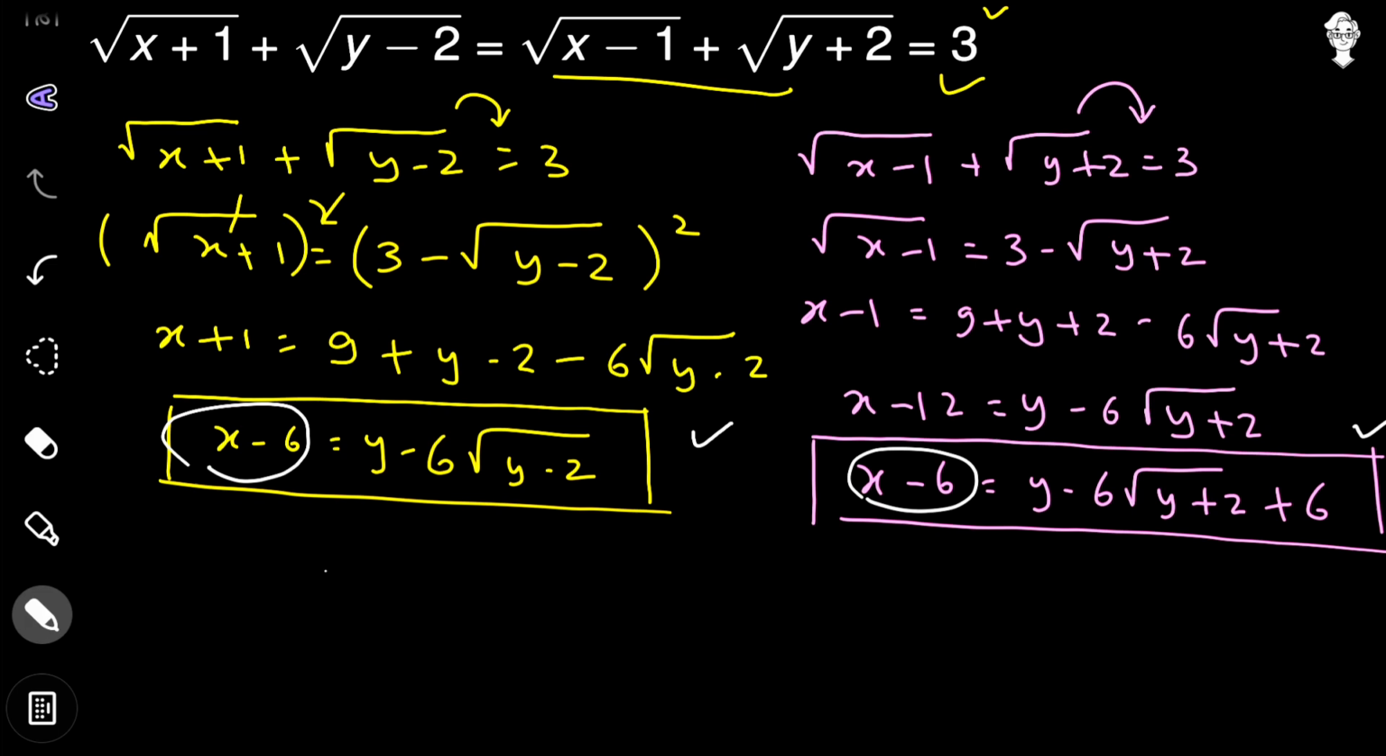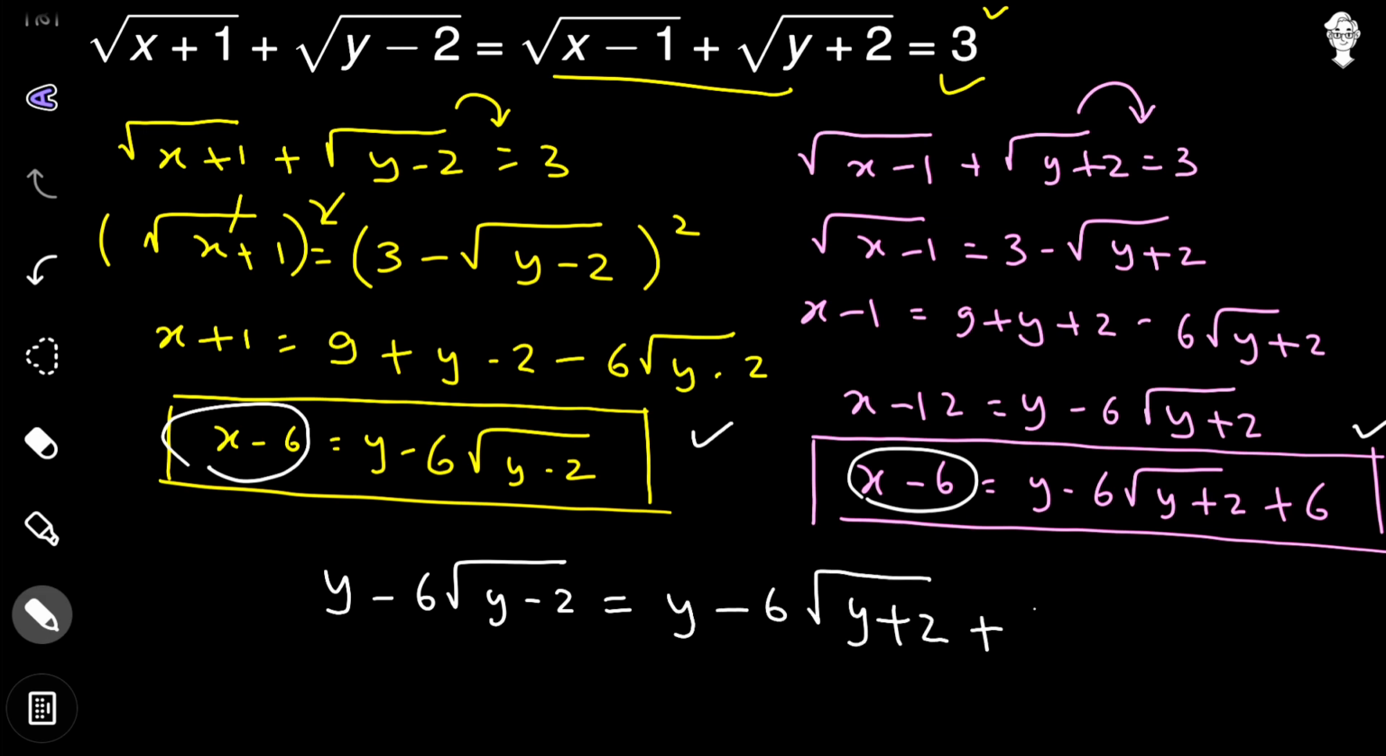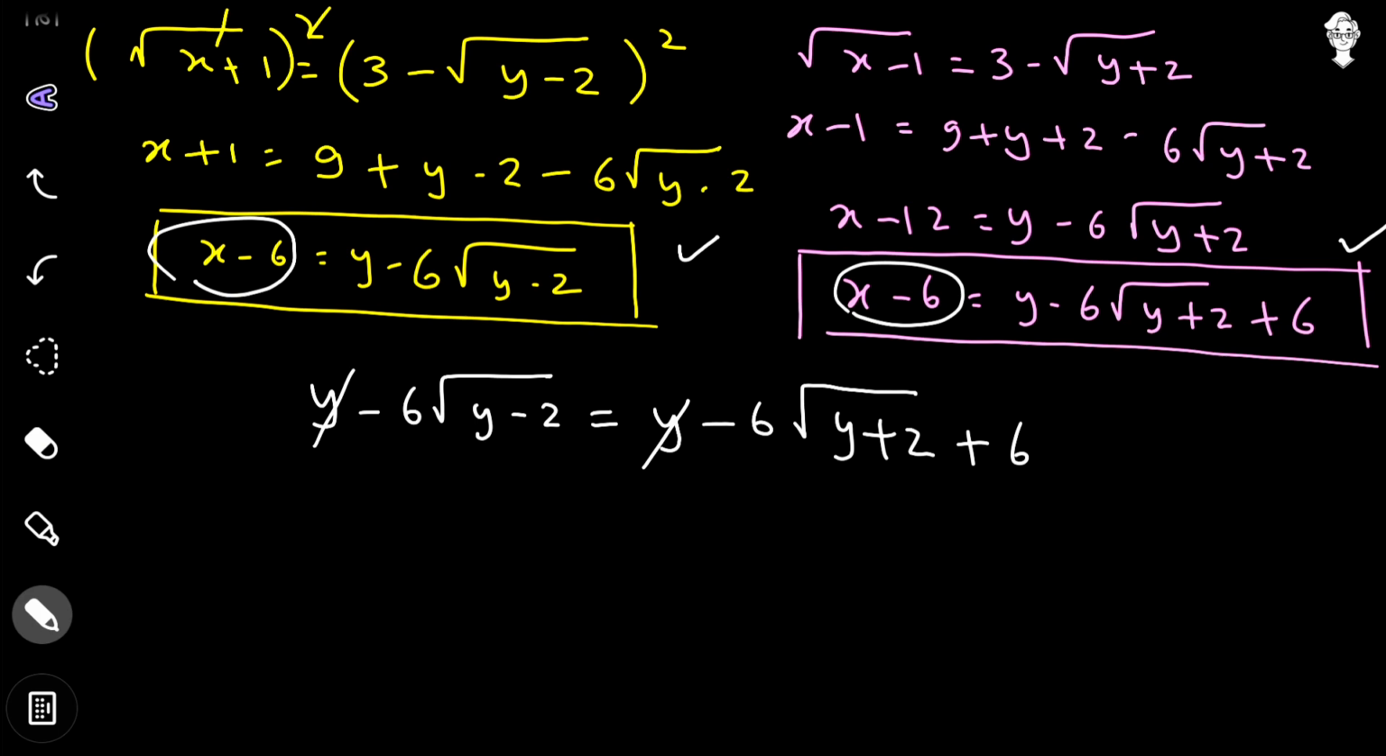So RHS of the first equation is y minus 6 times square root of y minus 2. And this thing is going to be equal to y minus 6 times square root of y plus 2 and plus 6. So positive y and positive y got cancelled out. Now let us adjust the terms. And also we can see that after the cancellation of y, this 6 can also be factored out. So this and this got cancelled out. So what we finally have is square root of y minus 2 is going to be equal to square root of y plus 2 minus 1.